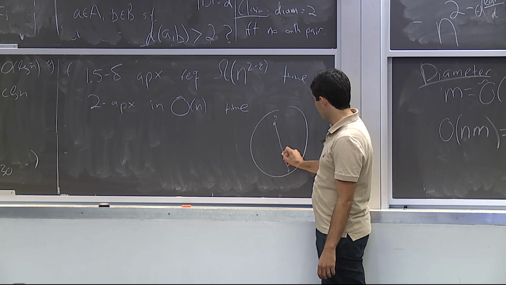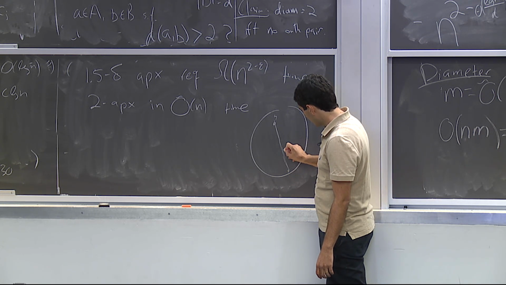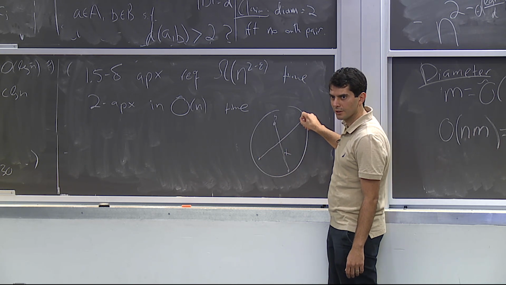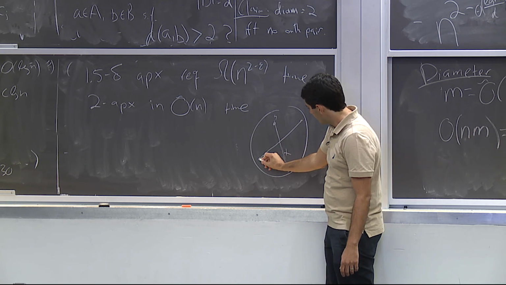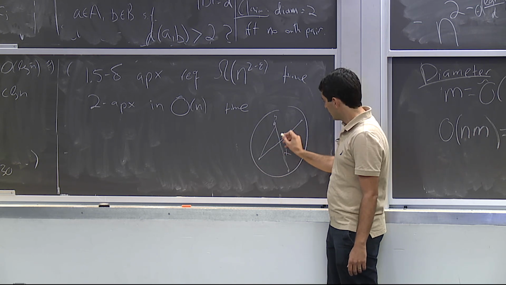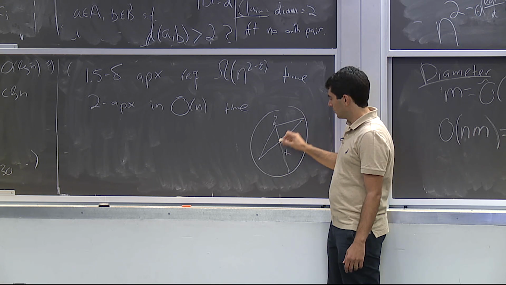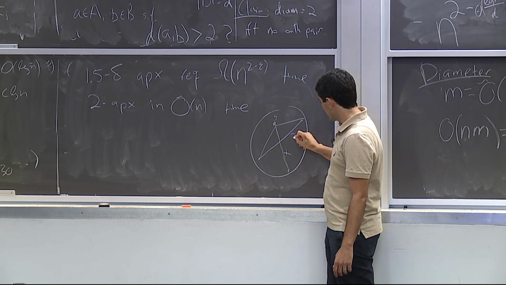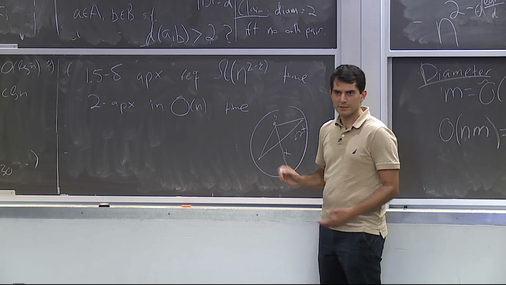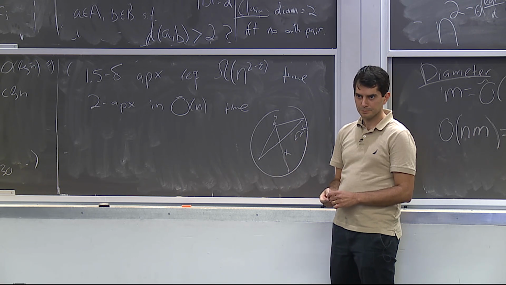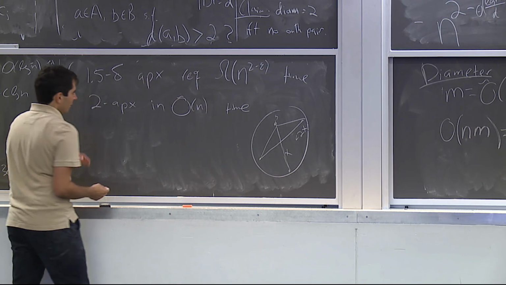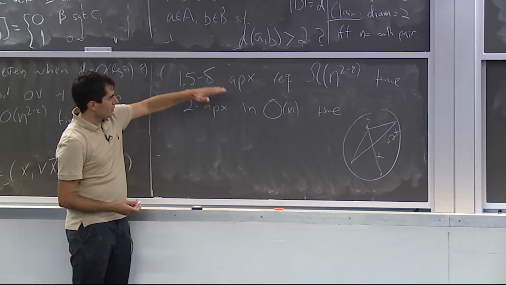And this is a 2 approximation. Why? Because you returned this x, and suppose that the true diameter was this pair, then this distance is less than x because you didn't return it. And this distance is also less than x. So this means that the true thing is less than 2x. So that's a 2 approximation, just the BFS. Okay, so there's some kind of trade-off here.